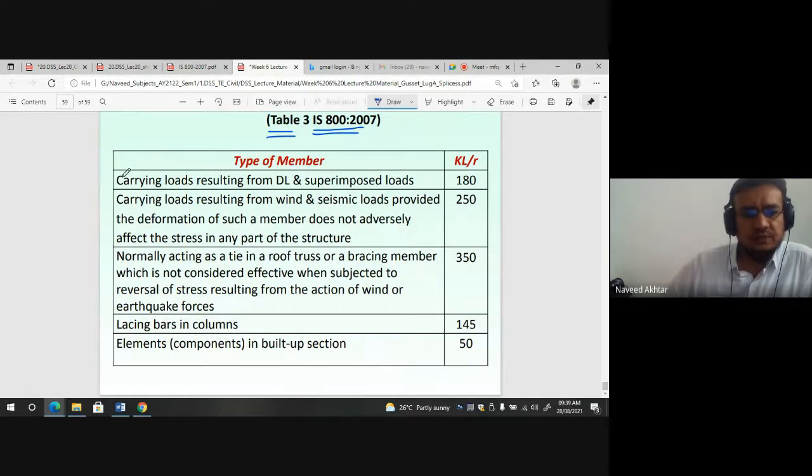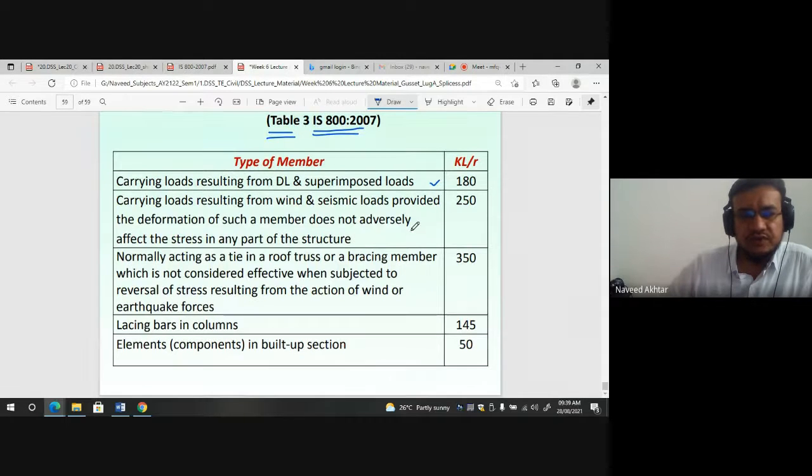For a column carrying dead load and live load, it is 180. For a column carrying load resulting from wind and seismic loads, provided deformation, it is 250. A member normally acting as a tie in a truss or a bracing member, not considered effective when subjected to reversal of stresses, then 350.